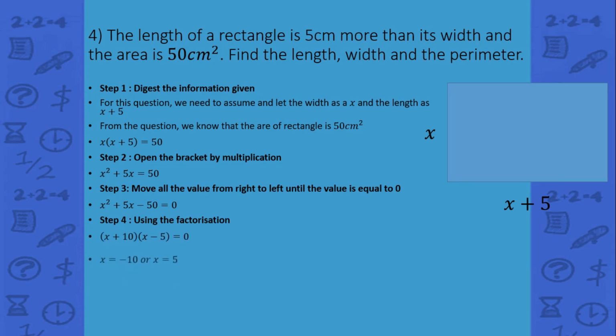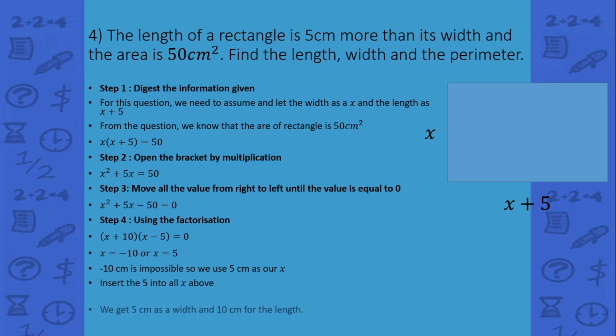From the answer we get, -10 centimeters is impossible as a length, so we use 5 centimeters as our x. Then, we substitute the value of 5 into all x above. And we will get 5 centimeters as the width and 10 centimeters for the length.